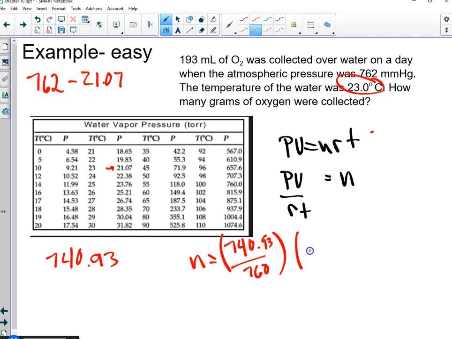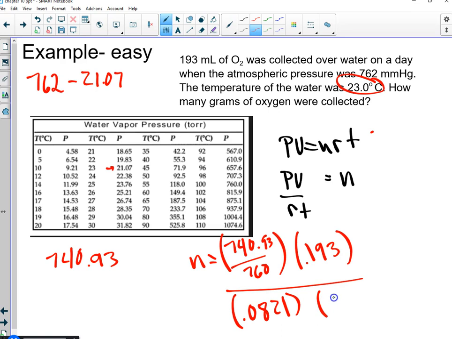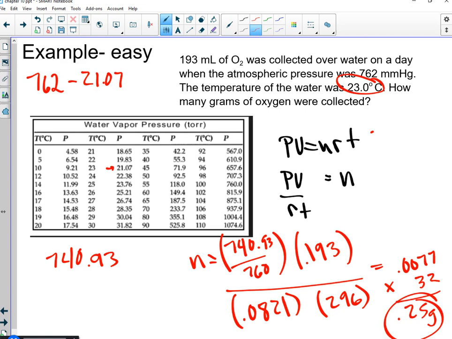The volume, it said, was 193, which is really 0.193, because it has to be in liters. That is over R, 0.0821, times T, which was 293. No, 296, right? And then, does anyone have that number handy? All right, 0.0077. And then we just need to multiply that by 32, and we end up getting 0.25 grams of oxygen.